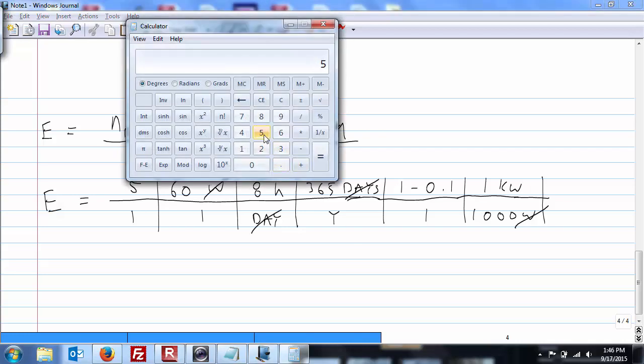So 5 times 60 times 8 times 365 times 0.9 divided by 1,000. Is that the right answer? Is that what we got, 78? But 0.9 isn't on your scale, 0.1 is. 1 minus 0.1 is equal to 0.9.